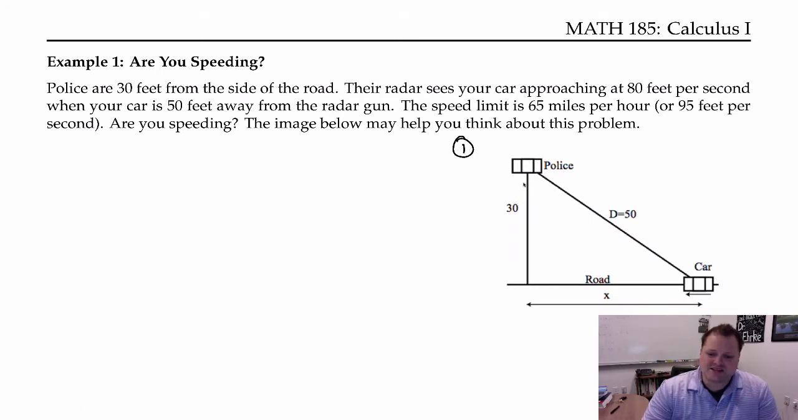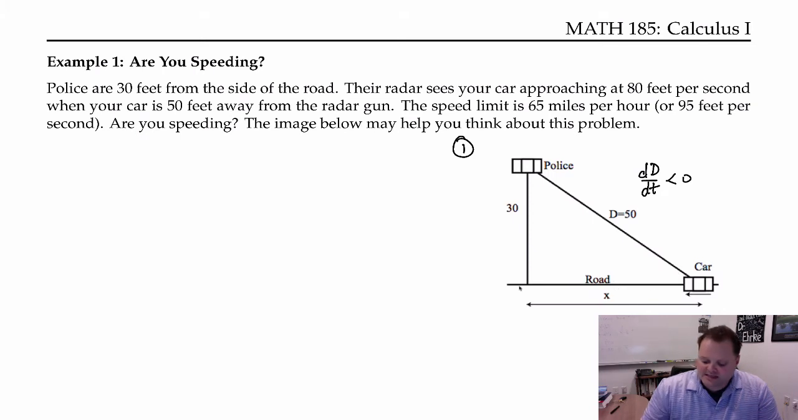Since this distance is always 30, it doesn't make any sense to give a variable for this side. This side is x, this side we'll call d. One of the things I want you to understand is the rate at which things are occurring and whether they're positive or negative. So let's start with dd/dt, the rate at which this distance between the car and the police officer is changing. That quantity is negative because this distance is decreasing. Remember, a negative derivative means decreasing.